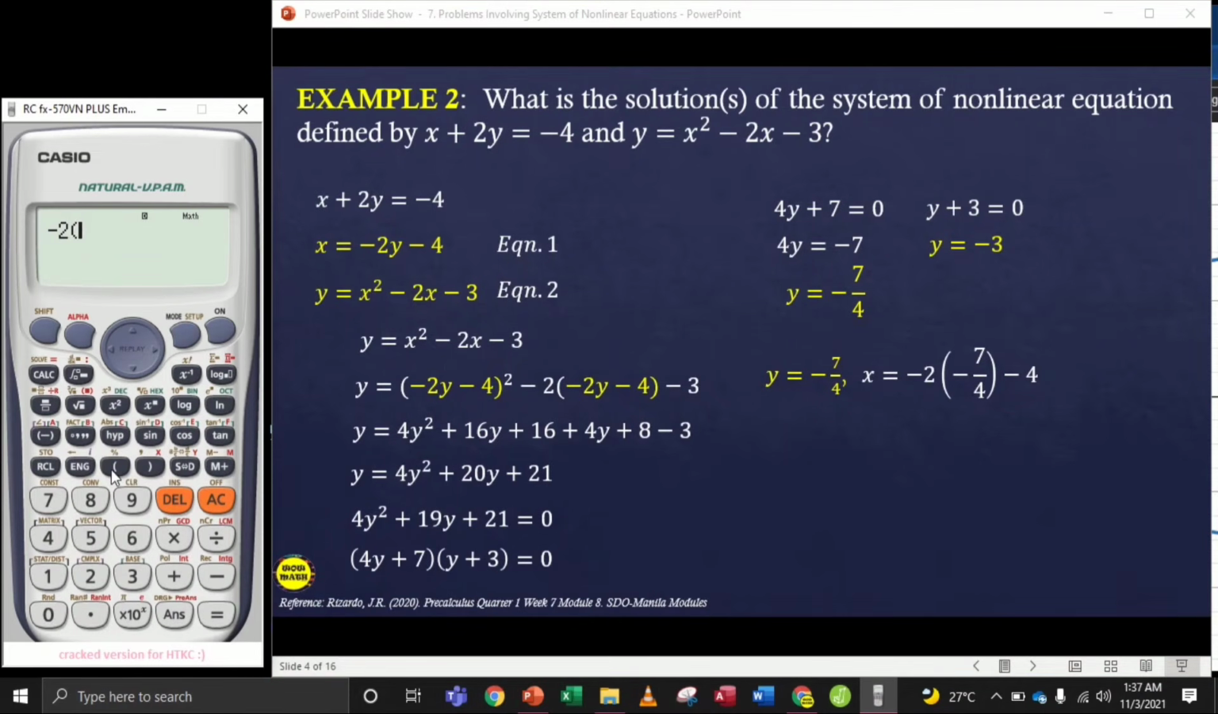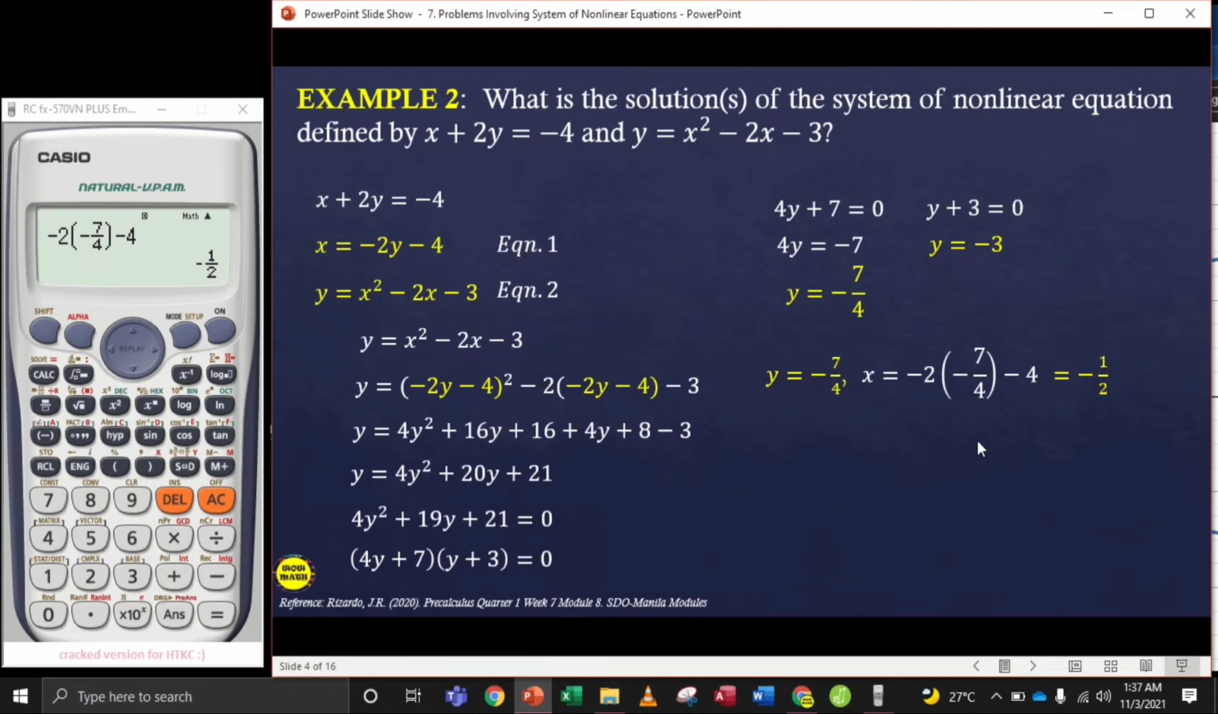And then, yung open and close parenthesis natin, yung fraction bar. So, ilagay yung negative sign. That is negative 7 over 4. Okay, that is 4. And then, close parenthesis. And then, may minus 4 pa tayo. So, the answer is negative 1/2.